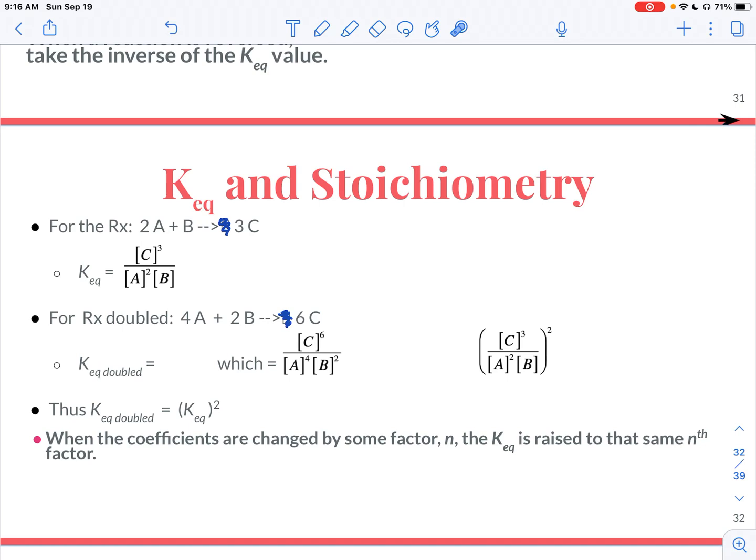And that's also a great thing to have because you wouldn't have to do out the expression. Like say you had this reaction and you knew k was 4, you know if we doubled it, then k is 16. Okay, and that works, it's not just by multiplying it by 2. Whenever you have n, you're going to raise k to the nth power.